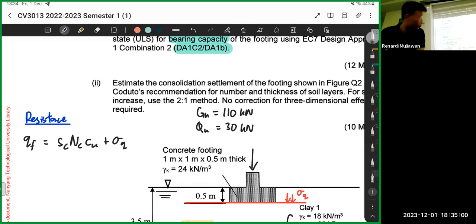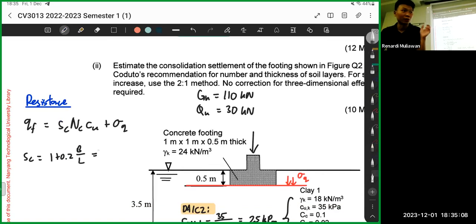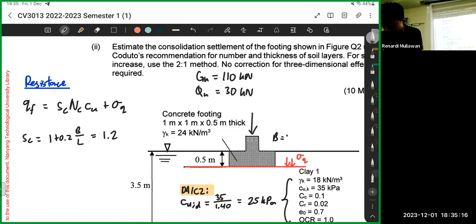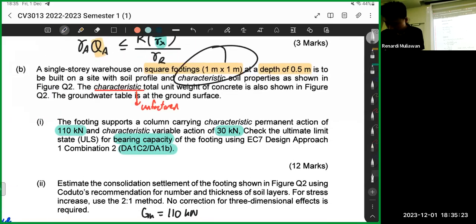So Sc, I think they give you the formula. Sc is 1 plus 0.2 B over L, right? So B over L is 1 by 1, right? B is 1, L is 1. So 1 plus 0.2, that's 1.2. It's a square footing.